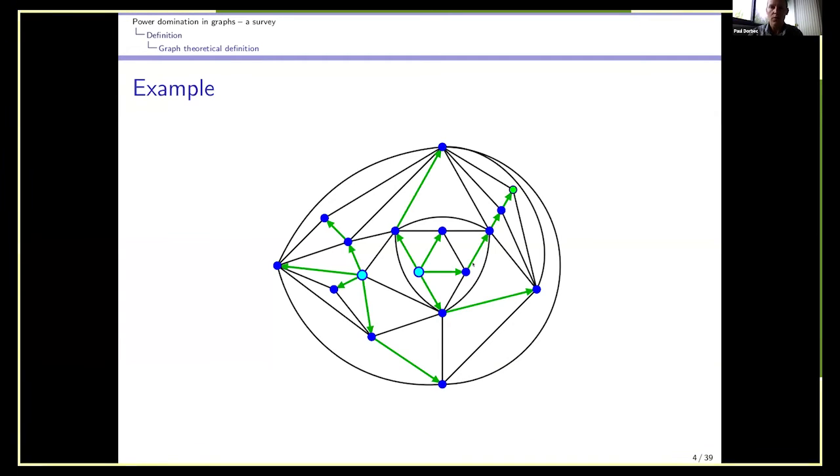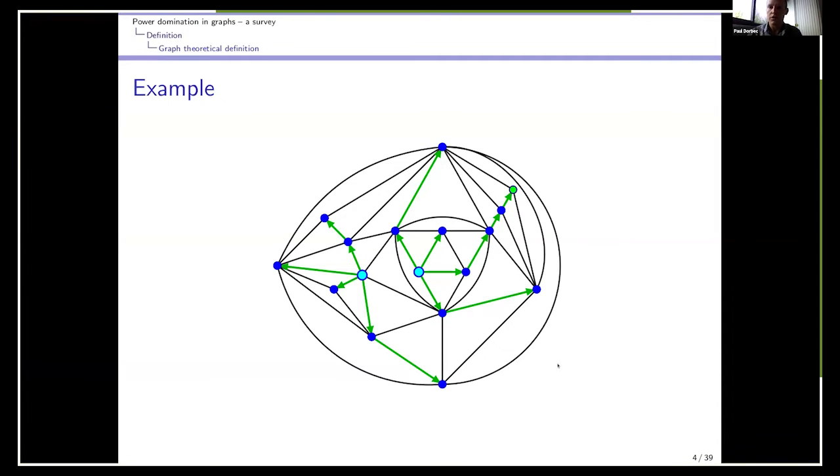So somehow, when I have a power dominating set, I have a set of vertices initially monitored and some oriented tree that shows me how everything will propagate to the full graph. In this tree, we'll use it later, every blue vertex, except for the light blue vertices which I have chosen at the beginning, has only one outgoing edge.